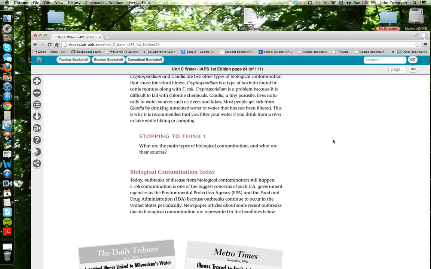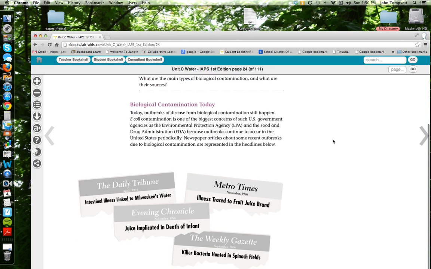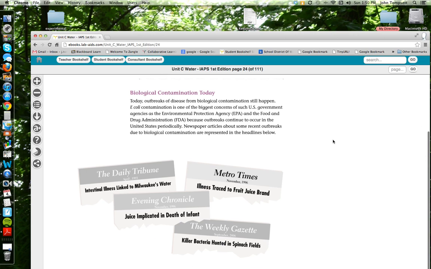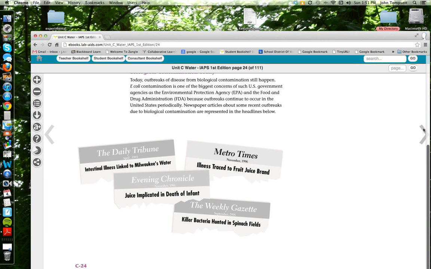Newspaper articles about some recent outbreaks due to biological contamination are represented in the headlines below. From the Daily Tribune, April of 1993, intestinal illness linked to Milwaukee's water. The Metro Times from November of 1996, illness traced to fruit juice brand. From the Evening Chronicle, November of 1996, juice implicated in death of infant. The Weekly Gazette in September of 2006, killer bacteria hunted in spinach fields.